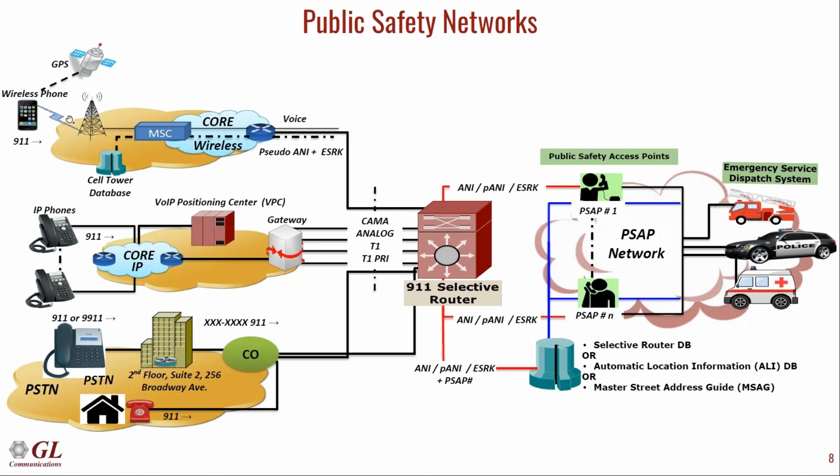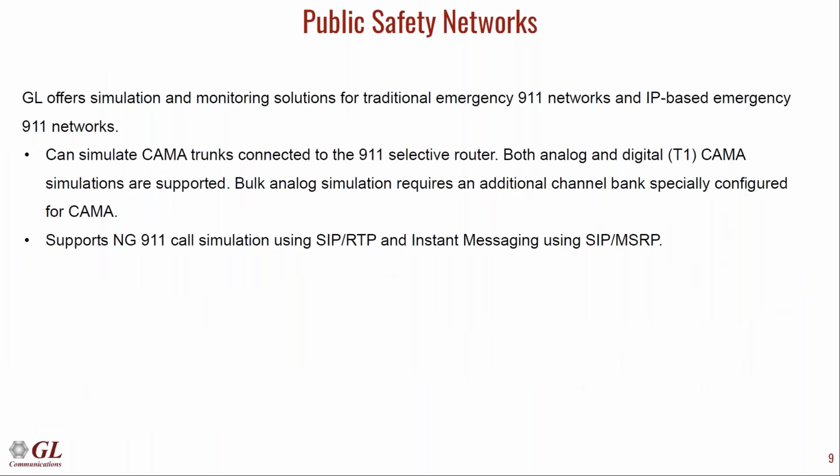And like I alluded to before, we can generate the calls as if it's coming from a cell phone, as if it's coming from a VoIP phone, or as if it's coming from a landline telephone. That's no problem. We can hit the selective router from a variety of different types of phone calls. On this slide, we just want to say usually there's a trunk involved that's connected to this 911 selective router, and our proprietary software can simulate these trunks. Both analog and digital simulations are supported.